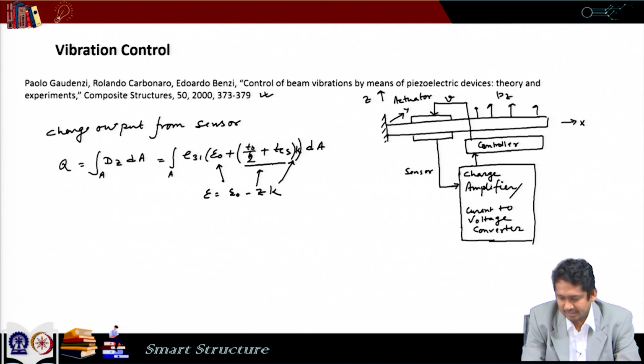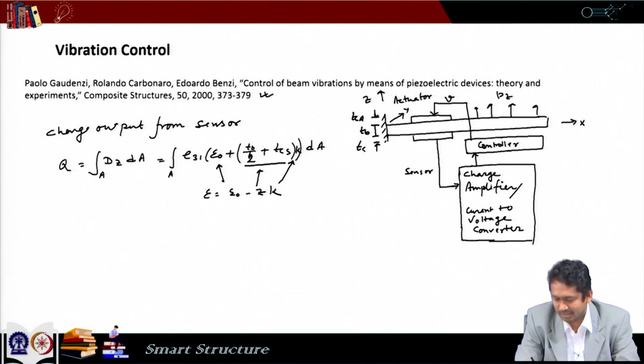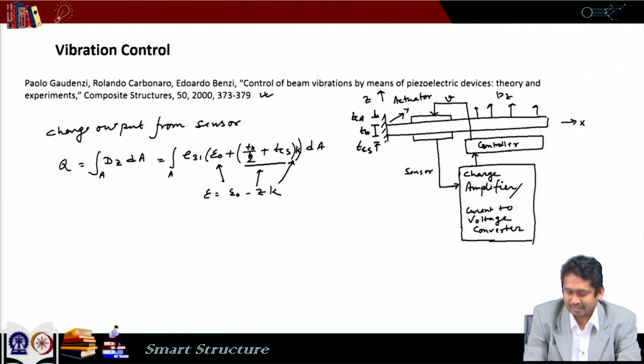Now, the thickness of the host beam is Tb, and we can call the thickness of the piezoelectric patch which is used as actuator to be Ta, and the thickness of the piezoelectric patch which is used as sensor to be Tcs. S stands for sensor, A stands for actuator.